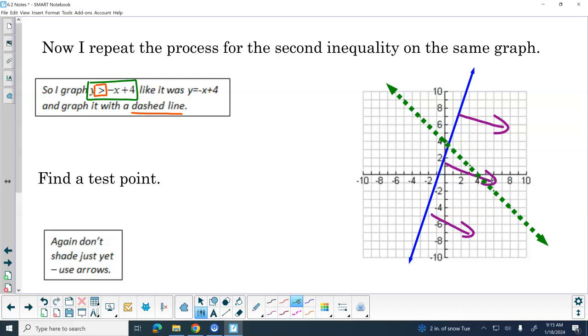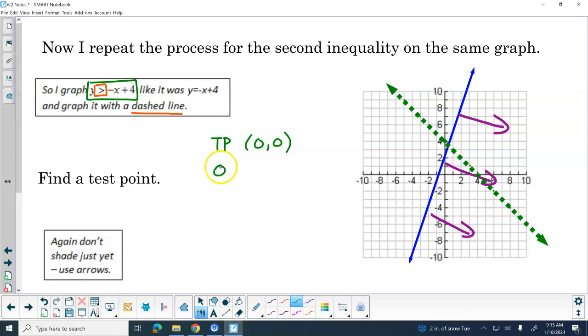Okay. So then I have to do a test point. I can use the same test point because I didn't go through the origin. The only test points that I can't use are ones that are right directly on that line, solid or dashed. Okay? So I'm going to choose the test point again, 0, 0.